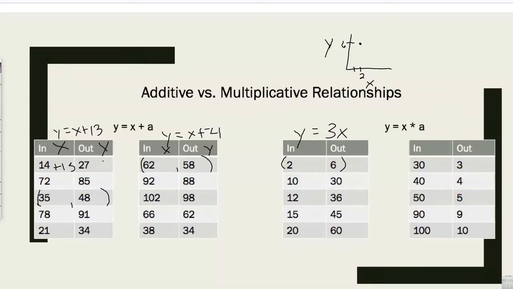So it has to be a multiplicative relationship. But what on earth do I multiply by and get a smaller number? This isn't a divisive relationship. This is multiplicative. What about a decimal? So what about a decimal less than 1? If I multiply 30 by something less than 1, don't you think I'm going to get something less than 30? I will. So this is going to be a 0.1x. That is my function.